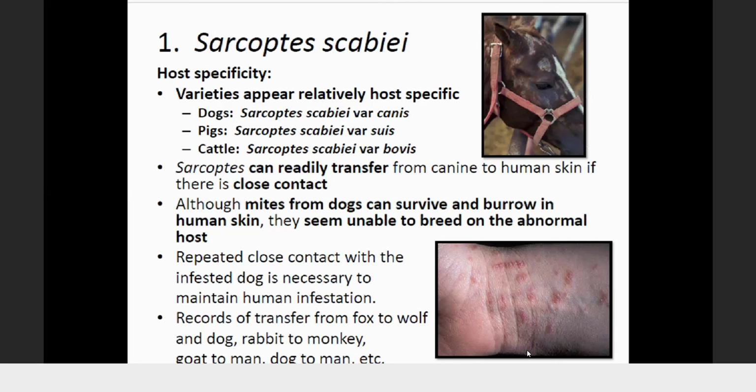Okay, for sarcoptic mange, there is some variation. However, there are still distinct species. Okay. Sarcoptes can reduce the barrier of the human skin, which is also bad. And also when mites can survive around the human skin, they seem unable to breed on the humans. Okay, so we detect close contact with infested dogs is necessary to maintain human manifestation. There are also reports of transfer from fox to wolf, dogs, rabbit to monkey, goats to man, and dogs to man.